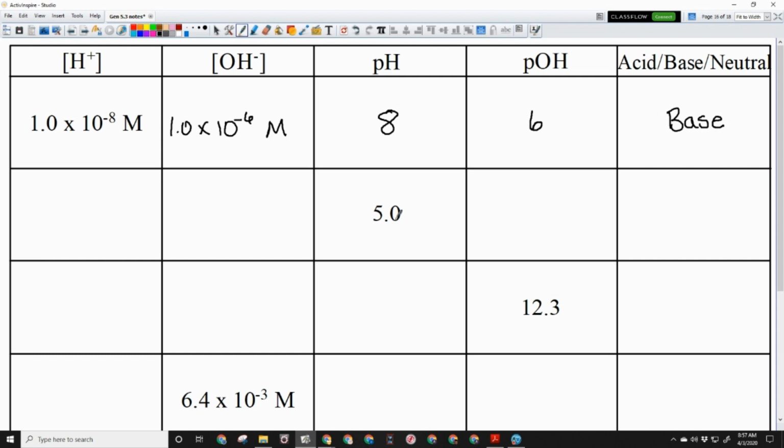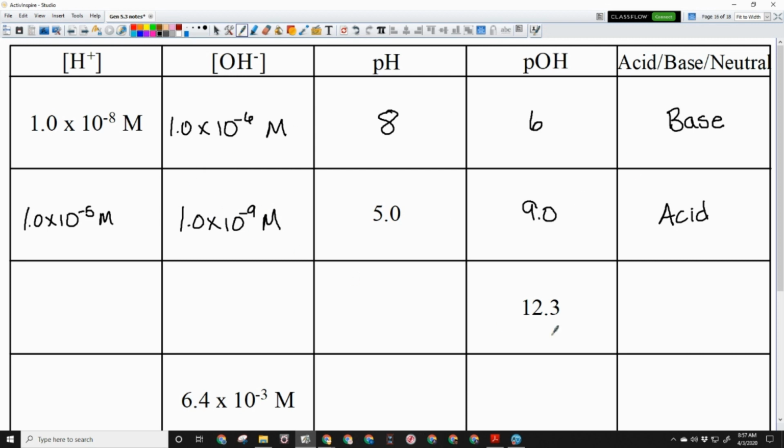All right, so we have a pH of 5 here. We can automatically do this one. So this is going to be acid because it's lower than 7. And if pH is 5, pOH is 9. Keep the same number of sig figs, 9.0. If this is 5, then the hydrogen ion concentration is 1.0 times 10 to the negative 5th. And if this is 9, it's going to be 1.0 times 10 to the negative 9.